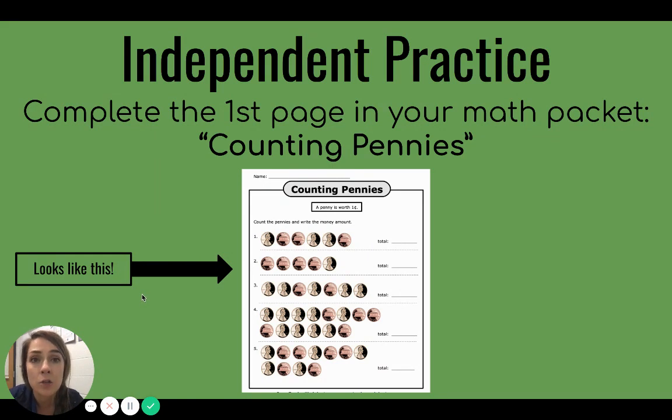Now remember, I want you to write the number and then the symbol for cents, which is the C with a line. So if I were going to do this one, I would count 1, 2, 3, 4, 5, 6. I would write the number 6, and then I would write C with the line.